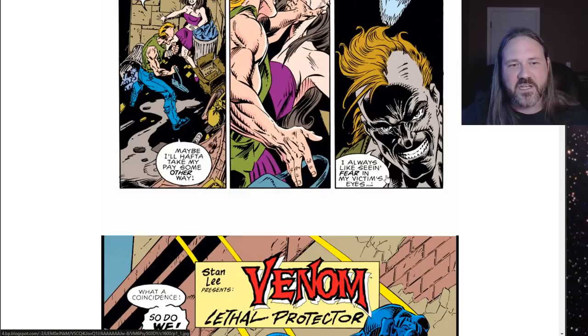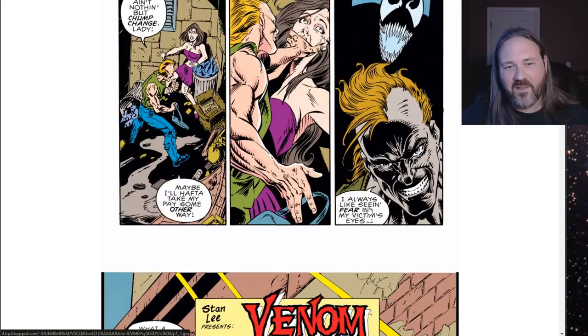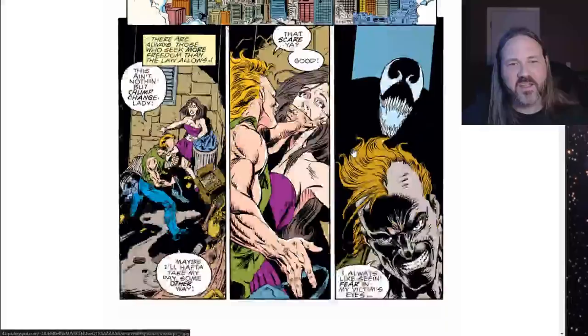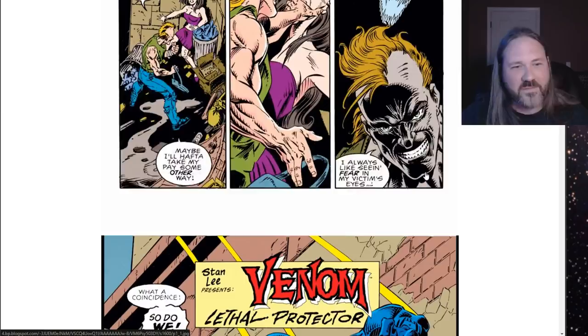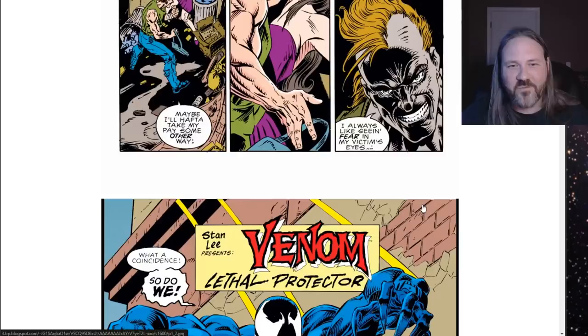I always like seeing fear in my victim's eyes, right? And then he communicates it with dialogue. You actually wouldn't need this dialogue at all. Like, you could understand the scene with no dialogue at all. And this is another thing that I like about these 90s comics is how heavy the inking is. They've gone away from this heavy inking, but heavy inking on like a face like this, it just makes him look just so wicked.